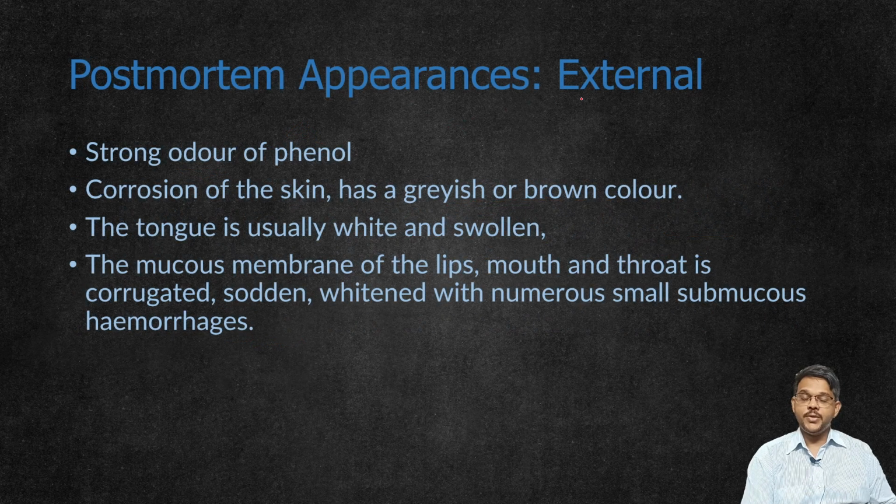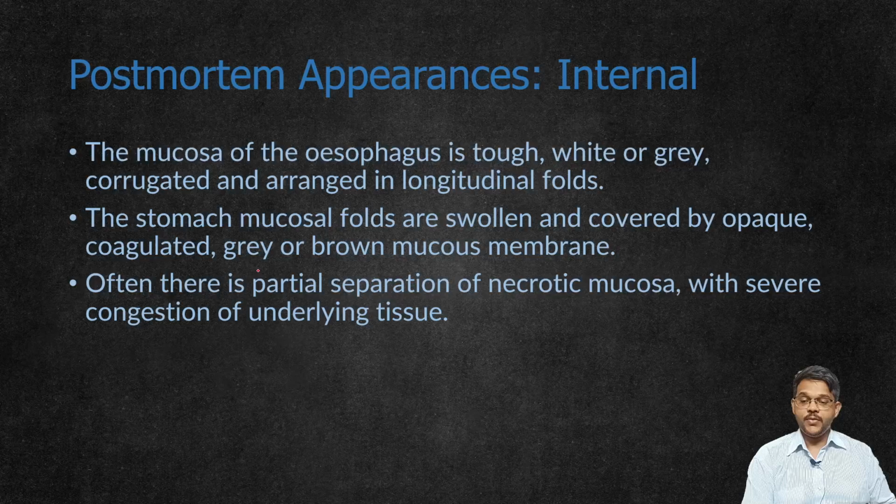Coming to postmortem appearance, external features. Immediately once the body arrives, there is a strong odor of phenol, which is diagnostic that the person may have consumed phenol. Next, there will be corrosion of the skin. As with any corrosive, it causes corrosion of the skin, grayish or brown in color. The tongue is usually white and swollen. The mucous membrane of the lips, mouth, and throat is corrugated, swollen, whitened, and numerous small mucosal hemorrhages are seen.